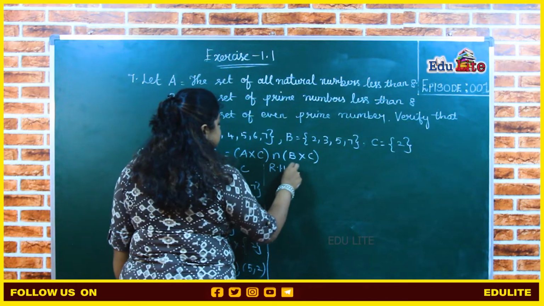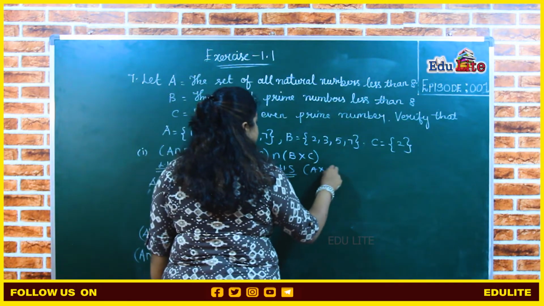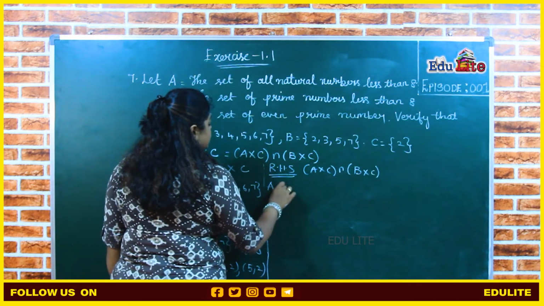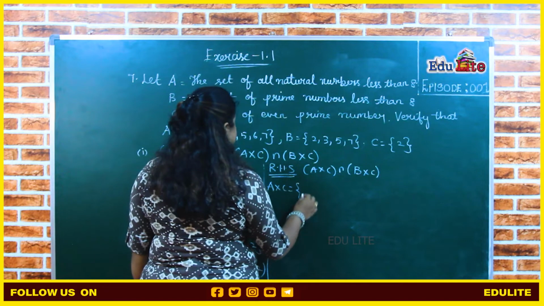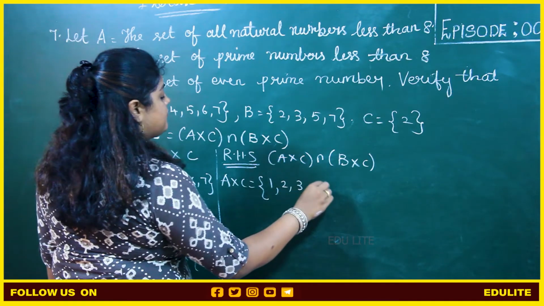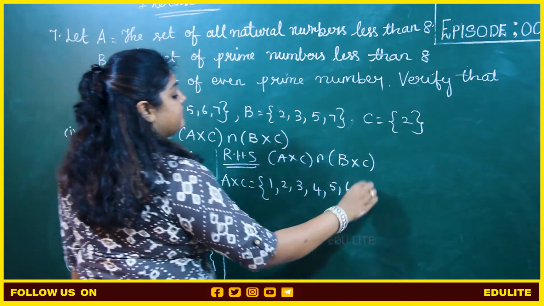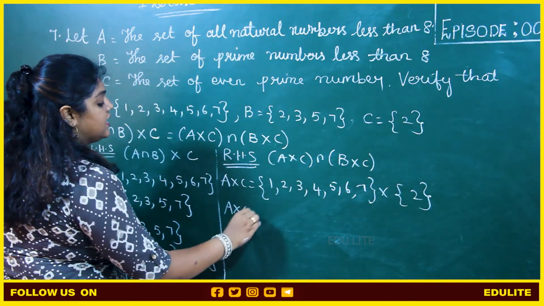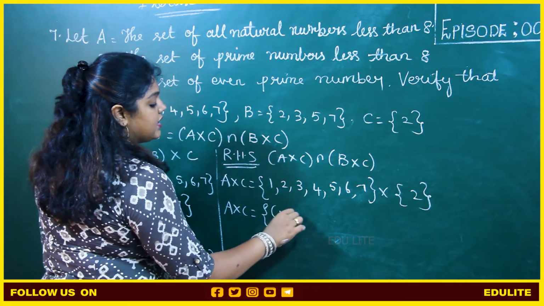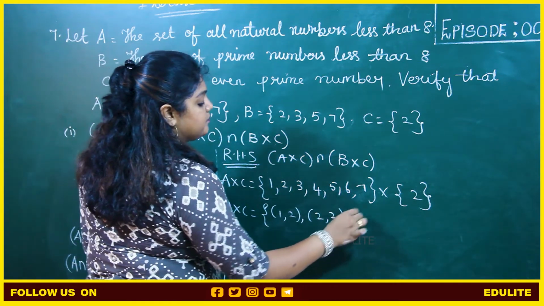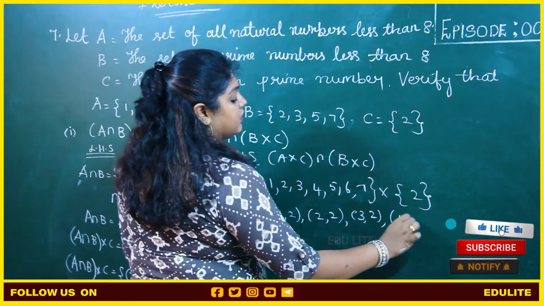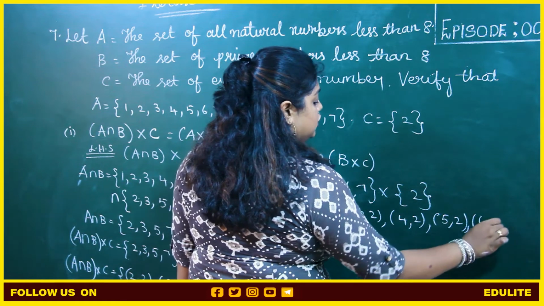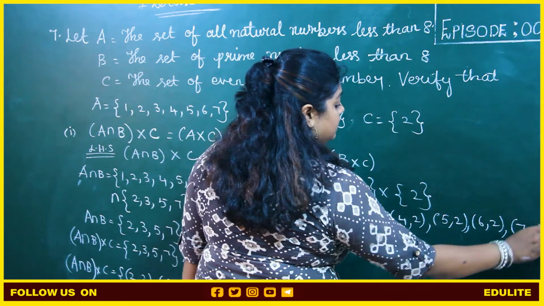So the right hand side is A cross C intersection B cross C. So A cross C is, the set A is 1, 2, 3, 4, 5, 6, 7. Cross C set is 2. We have to take the cross product between the sets A and C. It will give us (1, 2), (2, 2), (3, 2), (4, 2), (5, 2), (6, 2), (7, 2).